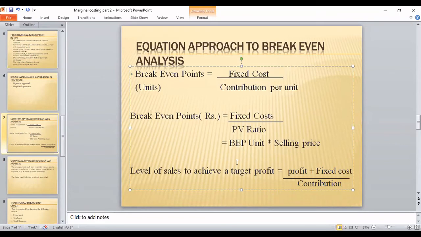So there are two formulas we can use to calculate break even. First is fixed cost upon PV ratio. Second one is break even units. First of all, you find out break even units and then simply multiply it by selling price. Is this part clear? Everyone, any doubt, any confusion?